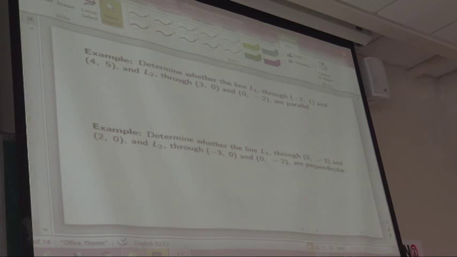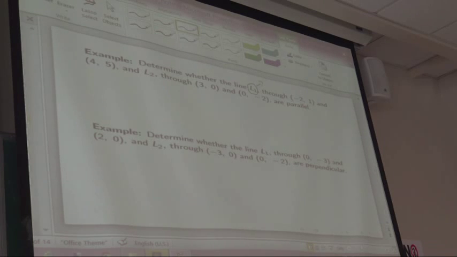Now we want to determine whether the line L1, which passes through (-2, 1) and (4, 5), and L2, which passes through (3, 0) and (0, -2), are parallel. So how can I determine the parallel? We compute the slope of the two lines. So let's find the slope.